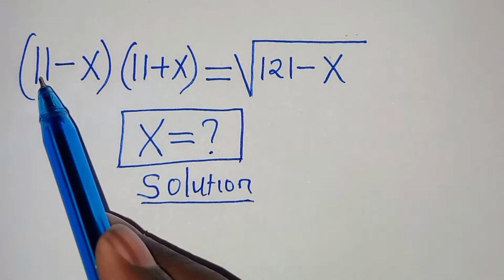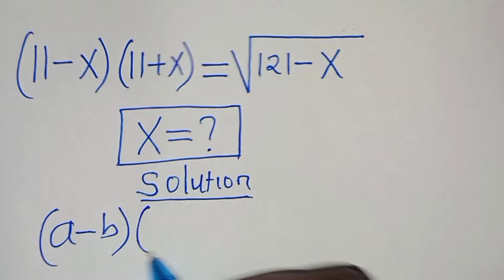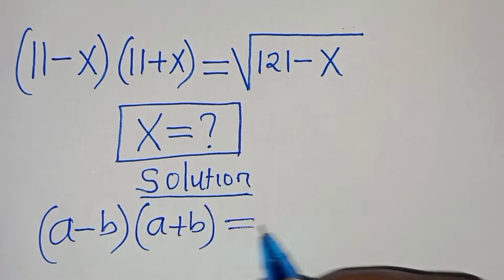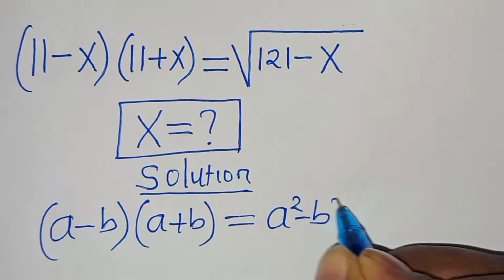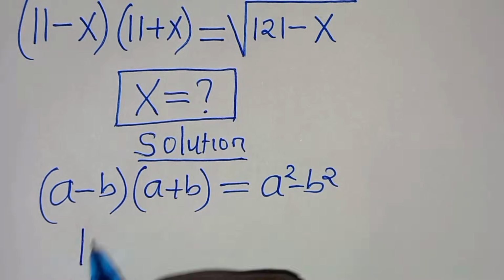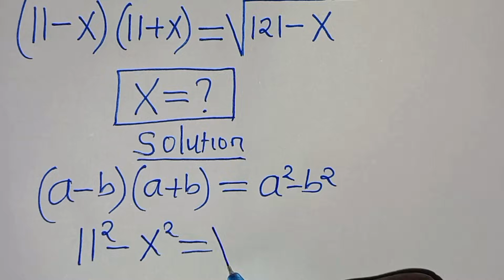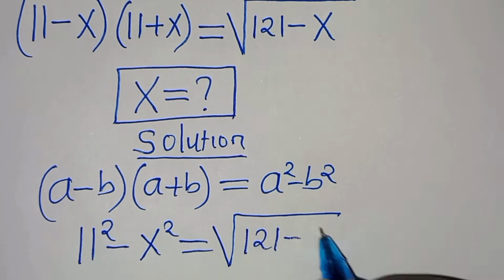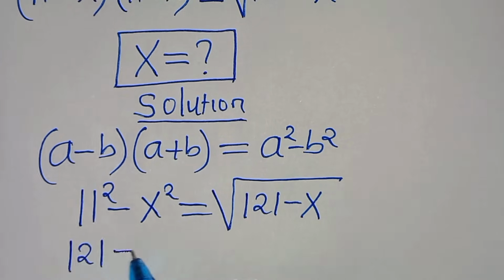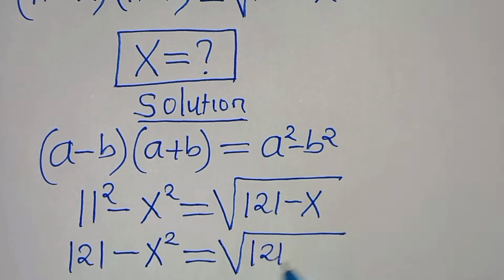Now we have that 11 minus x, this is in the form of a minus b, multiplied by 11 plus x, which is in the form of a plus b, which we can express as a squared minus b squared. Applying this property, we have 11 squared minus x squared, which is equal to the square root of 121 minus x. So 11 squared is 121, minus x squared, equal to the square root of 121 minus x.